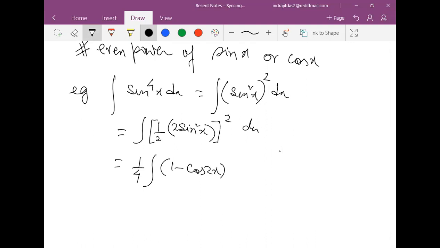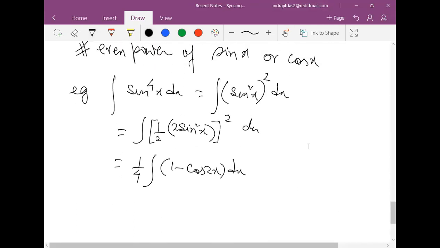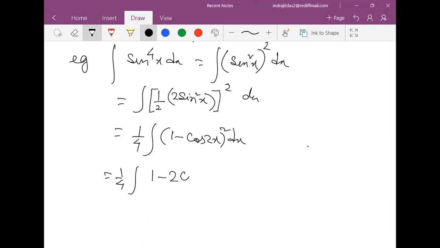Here is the knowledge of trigonometry, substitution, trigonometric formulas of multiple angles. Will it be required? Yes, in some cases of even power we need this, and there is a square here. So we take this 1 by 4 outside, coming from inside the half. This will be a square, meaning 1 square, 2ab means 2 cos 2x, plus b square, cos square 2x.